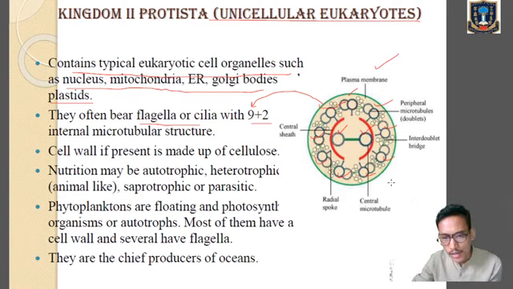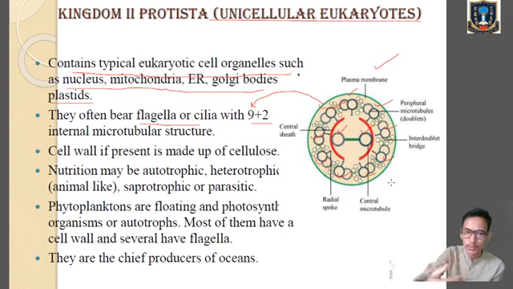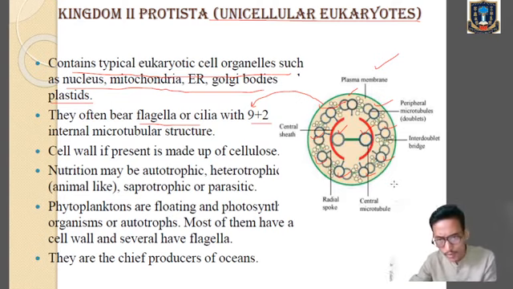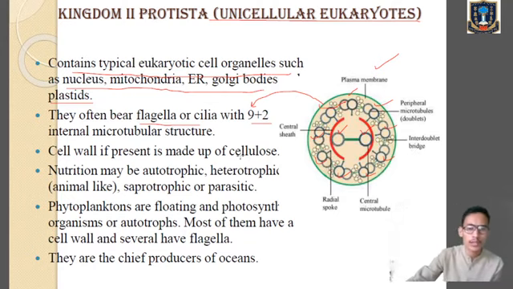And you can see over here in the diagram, this one we will do in detail when we go through the kingdom Protista. But look over here, each of the microtubules are joined or connected with one another by the help of interdoublet bridge. Okay, we'll discuss it afterwards. Now, cell wall, if present, is made up of cellulose.